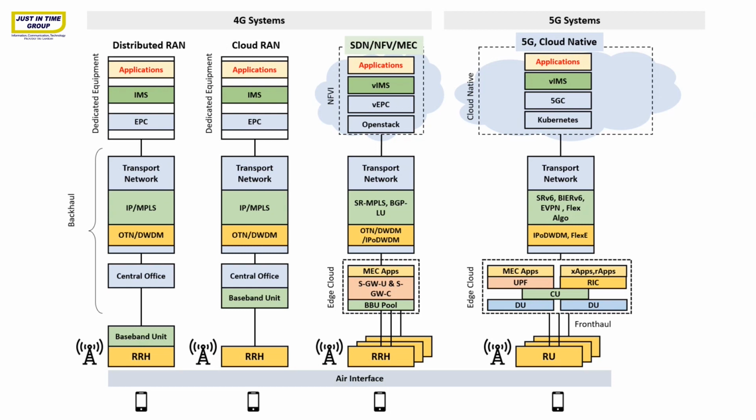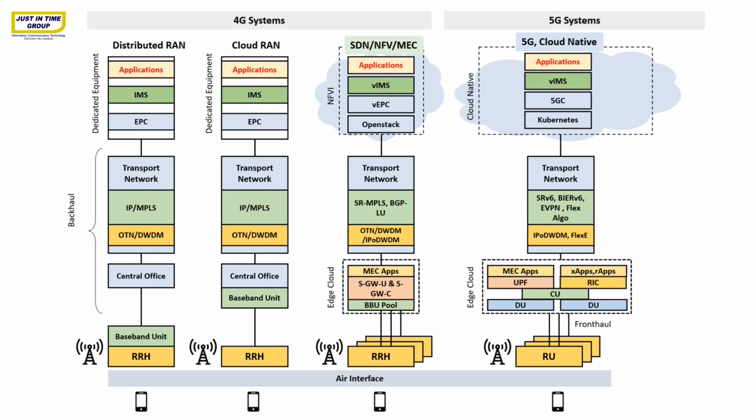And then we used to have IP MPLS based backhaul networks, transport networks, and also OTN and DWDM based transport networks. Then we connected to LTE cores at a central site, and we started deploying LTE networks on dedicated appliances like IMS and EPCs.